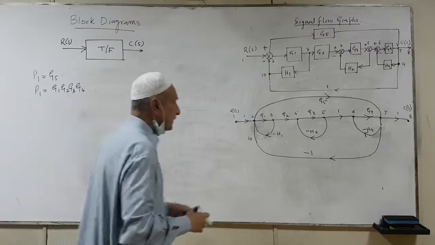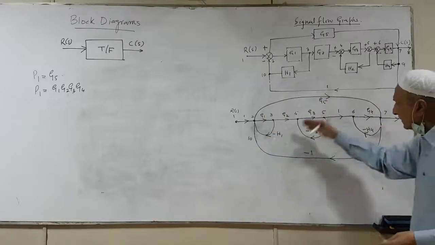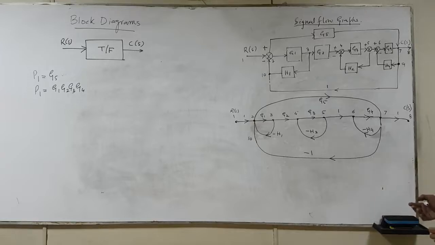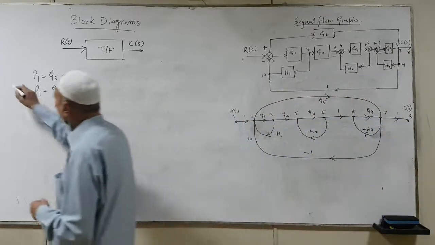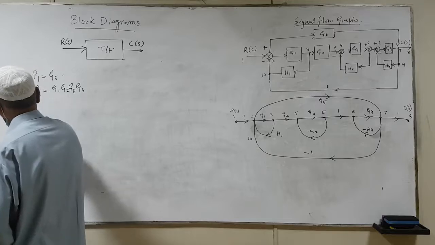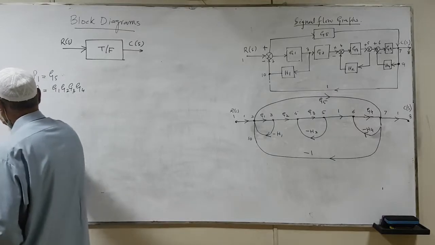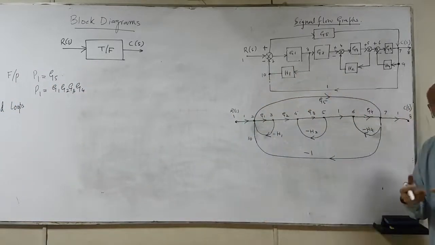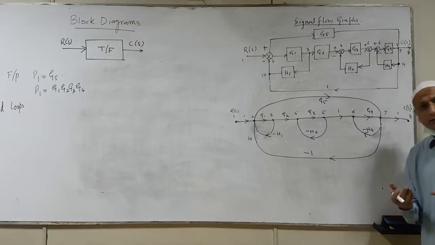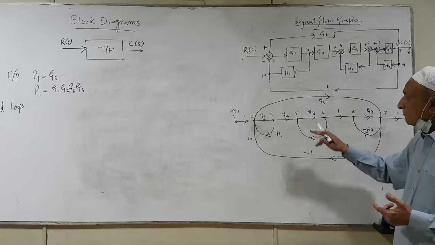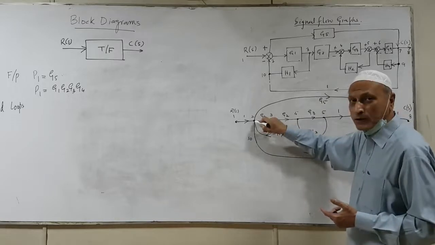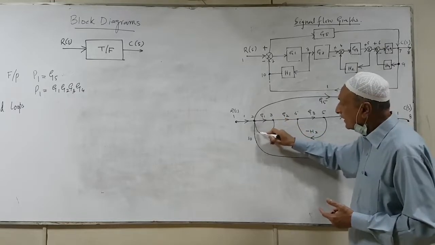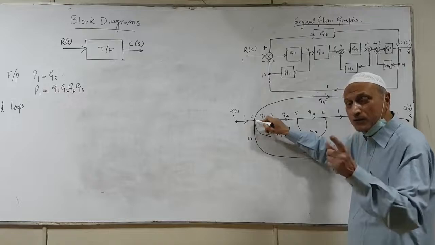So we have two possible forward paths. There is no other forward path because all the other arrows are in the opposite direction, so they don't lead you to the output from the input. Now, these are the forward paths. Next are the independent loops. A loop is a contour, generally determined by starting from a node and following the arrows, and then you come back to the same node, so it forms a loop.